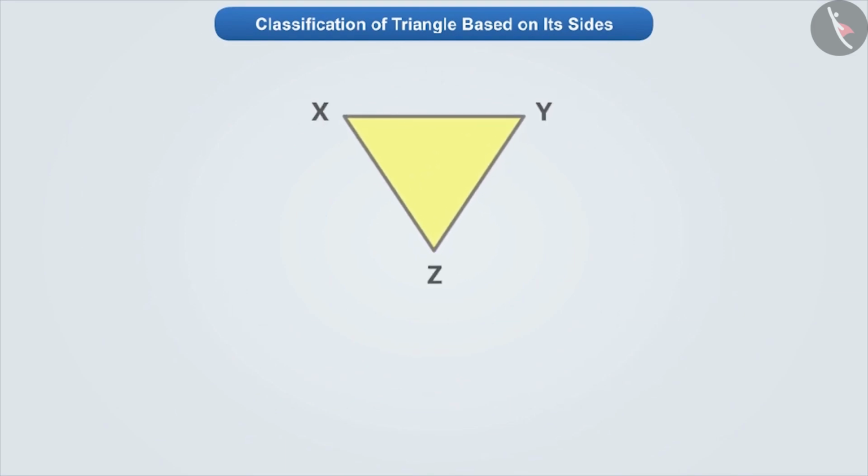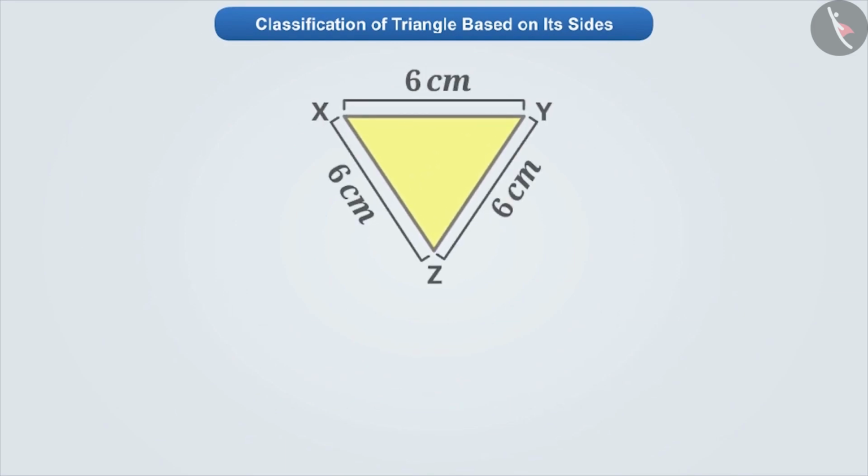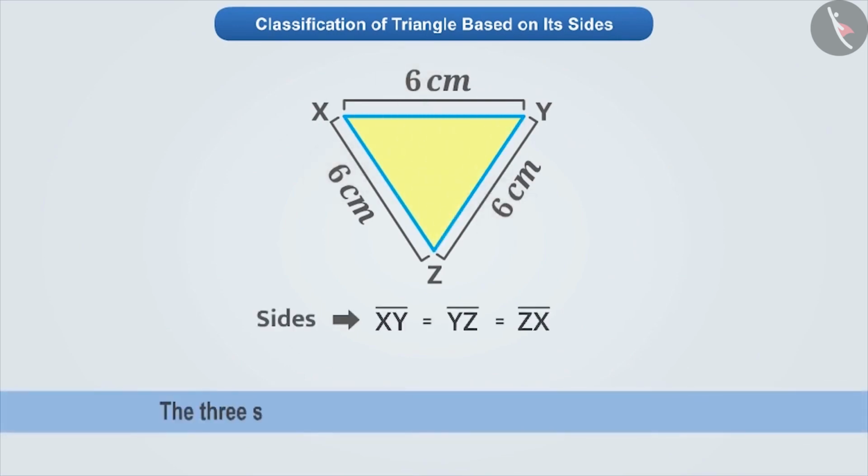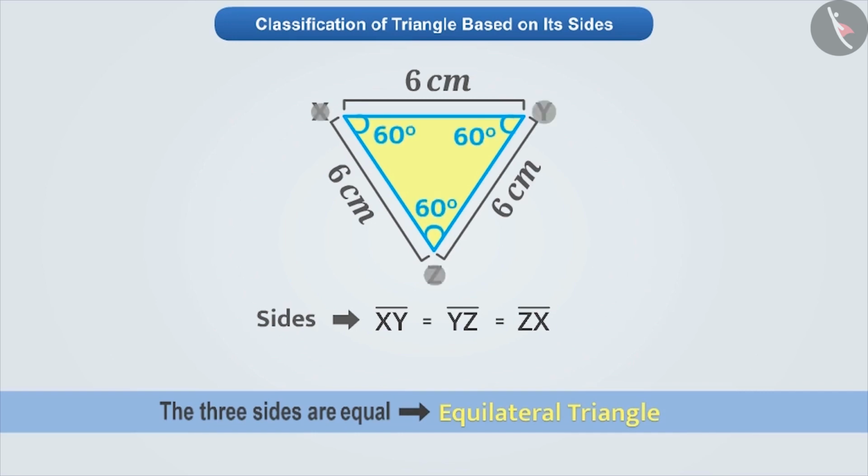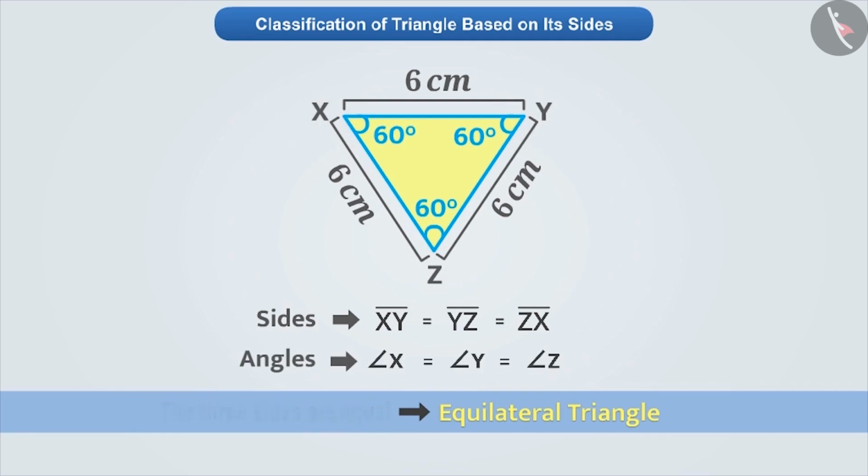Now, look at this triangle. On measuring this triangle, we find that all its three sides are equal. A triangle whose three sides are equal is known as an equilateral triangle. If we measure its angles, we find that all the angles of such a triangle are also equal. That is, all the sides and all the angles of an equilateral triangle are equal. Now, let's learn how to classify triangles on the basis of angles.